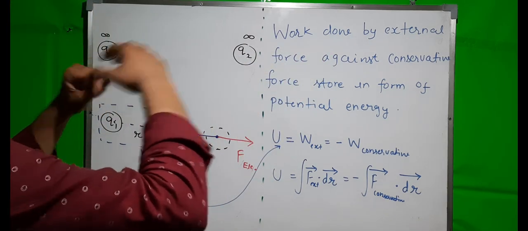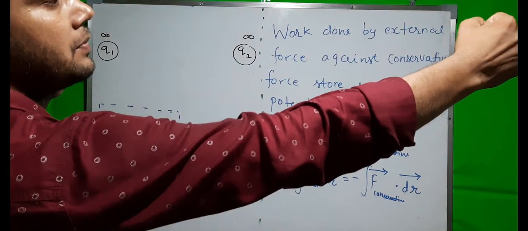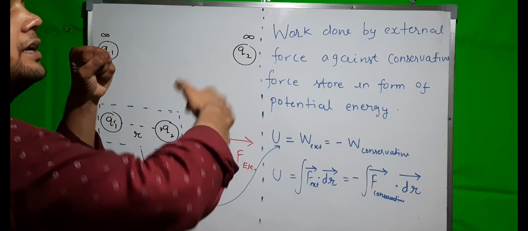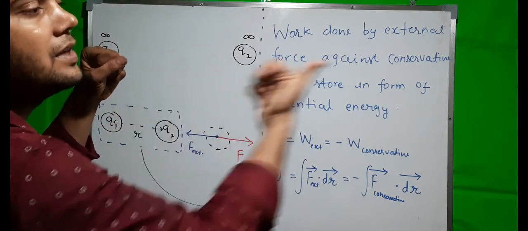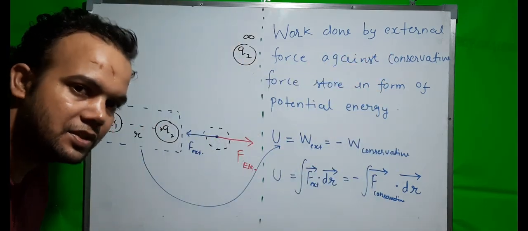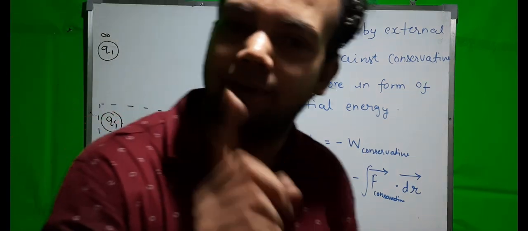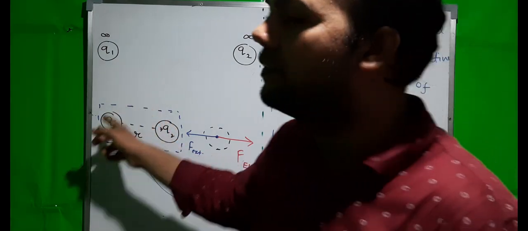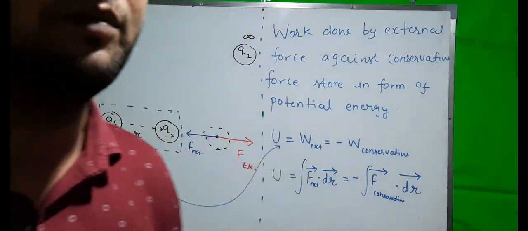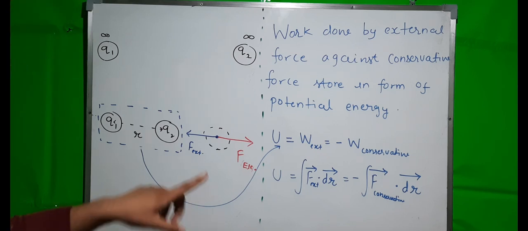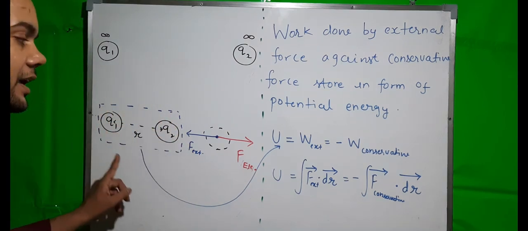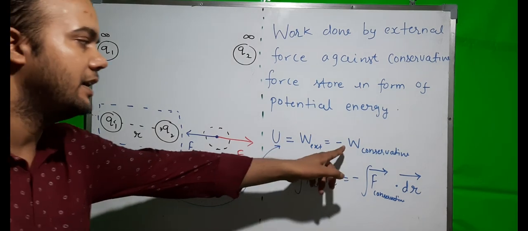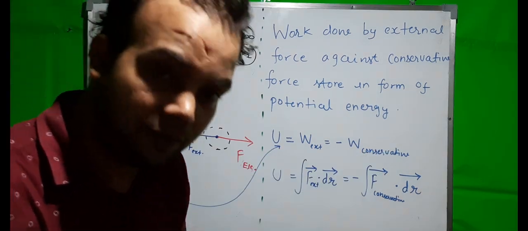Suppose this one is Q1 and this one is Q2, and Q2 was at infinity. As I bring it near, I need to apply force against the conservative force. So again, the same situation is taking place here. The applied force is doing work against the conservative force. You can see both the charges will acquire potential energy. And here the potential energy of this charge system will be the work done by the external force, or the negative of the work done by the conservative forces.